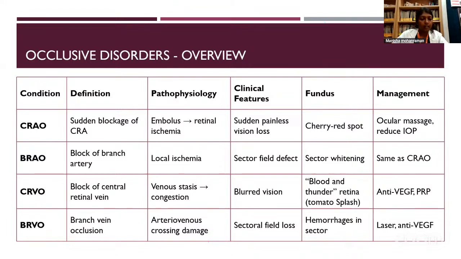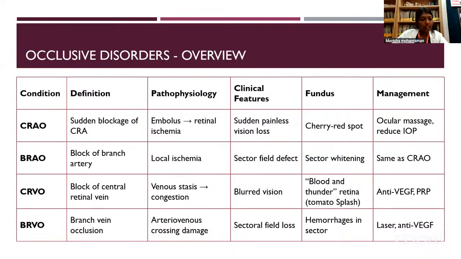CRVO, it occurs due to blockage of the central retinal vein. Pathophysiology is venous stasis. There will be a congestion in venous stasis, and the clinical feature is blurred vision. In fundus, a blood and thunder appearance will be seen, which is known as tomato splash. The management for CRVO is anti-VEGF, which is vascular endothelial growth factor, and pan-retinal photocoagulation.